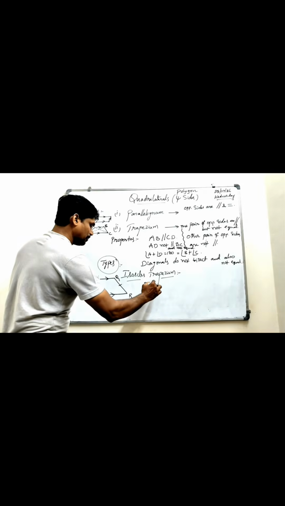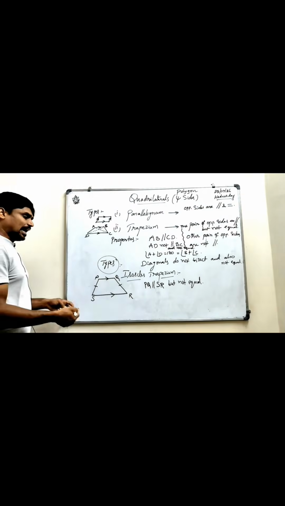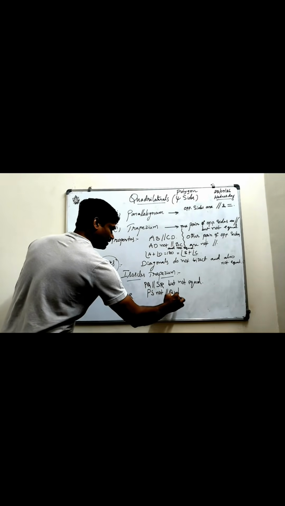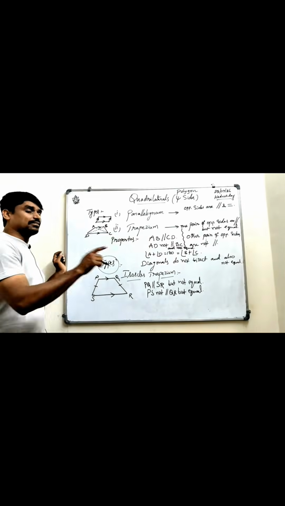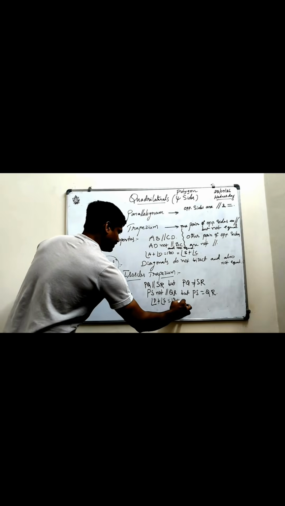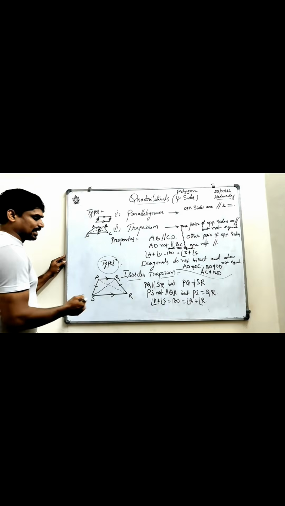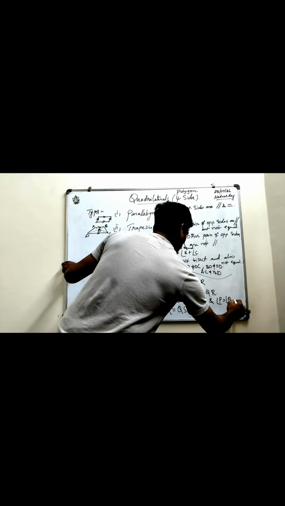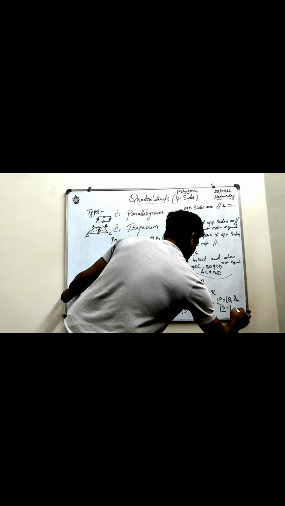Properties: PQ parallel to SR but not equal. And next we talk about the other sides: PS not parallel to QR but equal. We're done with sides now. We talk about angles. Angle P plus angle S is equal to 180, which is equal to angle Q plus angle R. If we talk about diagonals, PR is equal to QS. Angles are equal also: angle P is equal to angle Q and angle S is equal to angle R.